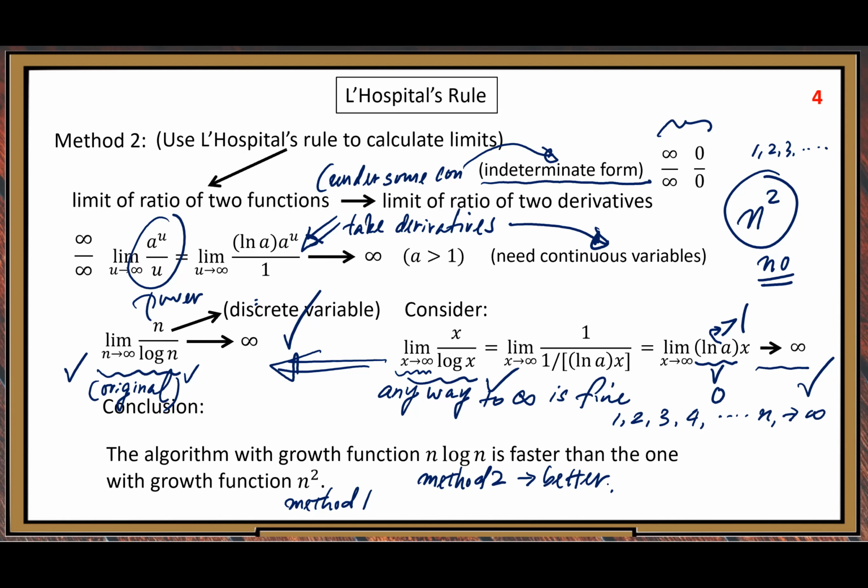Think about it, is it too much work? I spend a lot of time because there are many concepts I need to explain, many little things we need to pay attention to. Discrete variable, continuous variable, L'Hopital's rule, derivatives, indeterminate form, infinity. You can see so many concepts we need to worry about. So we complete this topic.